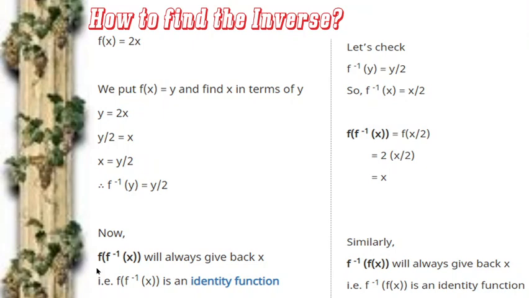Now one very important thing: f of f inverse x will always give back x. That is, f of f inverse x is always an identity function. Let's check. f inverse of y is equal to y/2, which we have just calculated. So f inverse of x is equal to x/2. Simply we have just replaced y with x. Now f of f inverse x. Now what is function f(x)? f(x) is 2x. So f of f inverse x is equal to f of x/2, because f inverse of x is x/2.